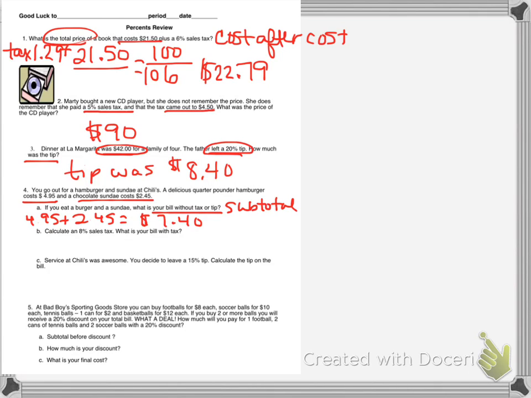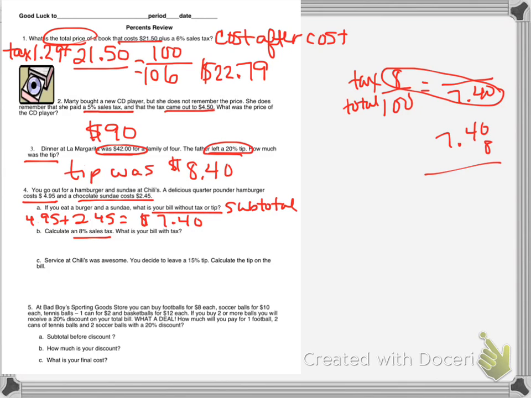$7.40. If we want to find an 8% sales tax, okay, so we can say 8 over 100 is equal to something over 740, because remember, we're going to label this tax and total. So I can say 8 times 740, sorry, that is a 0. 32, carry 3, 56, and 3 is 59. Don't forget your decimal. And then we're going to divide that by 100, so I'm going to go 1, 2. So my tax is 59 cents.